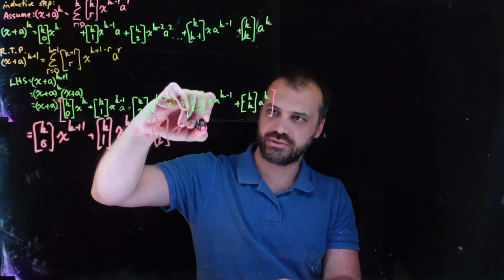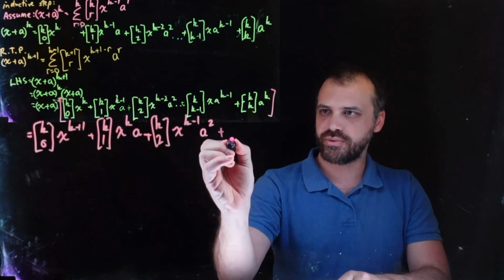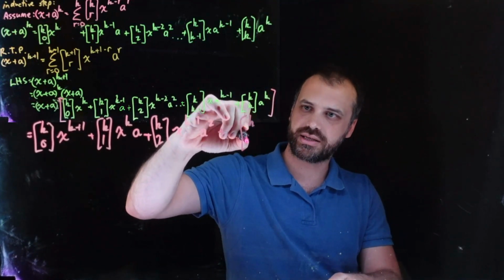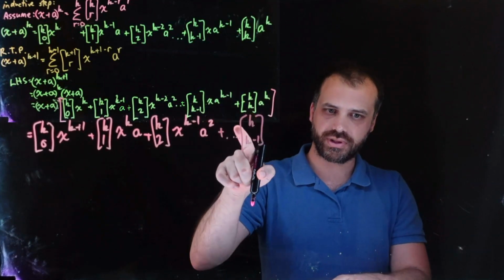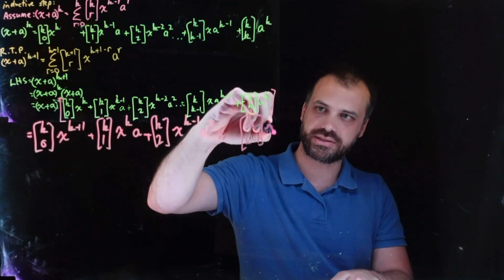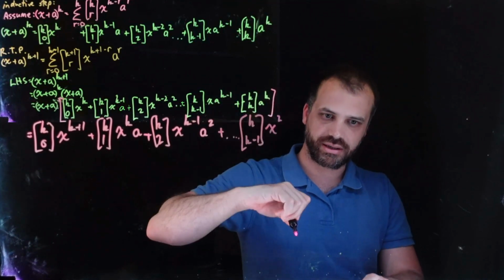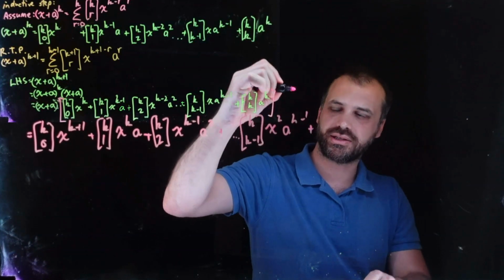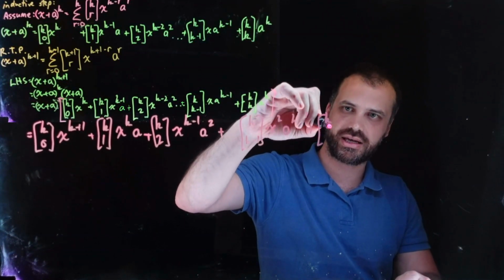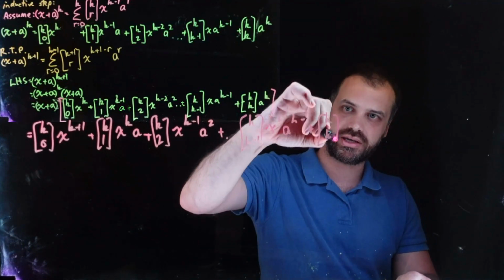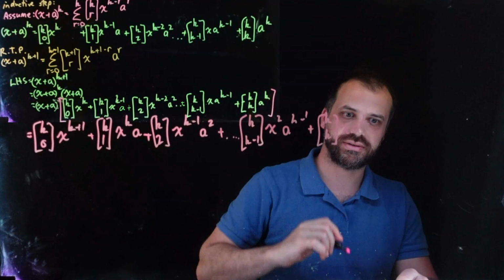And the a term still remains the same, a squared. All right, and then we've got a little dot, dot, dot, and then we've got our next terms, which are k minus 1. And then that's x. So we multiply that by the x, we get x squared. And then a to the k minus 1. And then our last term is k choose k. And then there's no x there, but we're multiplying by x. So we get x, a, k.